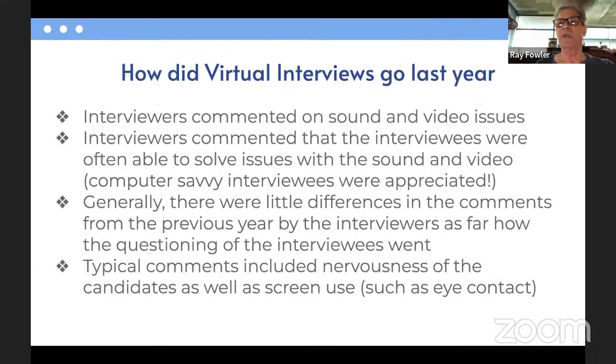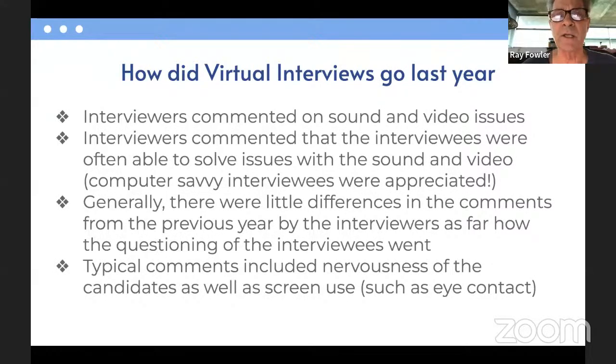Wonderful points. So how did the virtual interviews really go the last 2 years? The interviewers commented on the sound and video issues, which came up somewhat frequently. The interviewers commented that the interviewees were often able to solve the issues with the sound and video, that computer-savvy interviewees were appreciated, as I mentioned. Generally, there were little differences in the comments from the previous year by the interviewers as far as how the questioning of the interviews went.